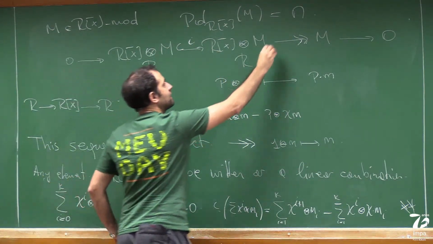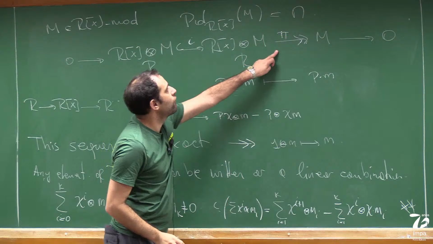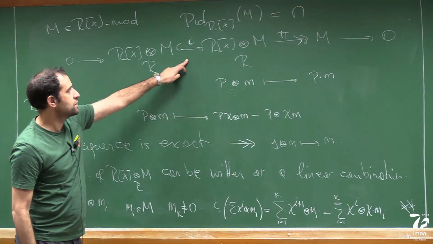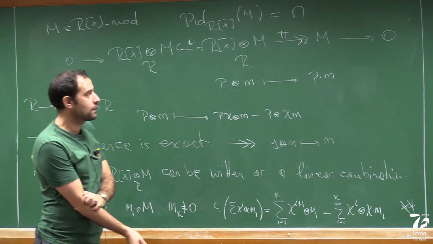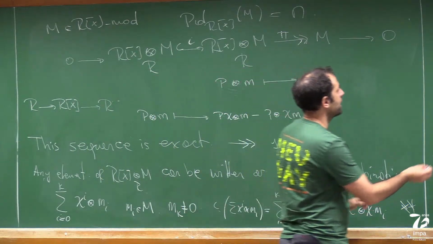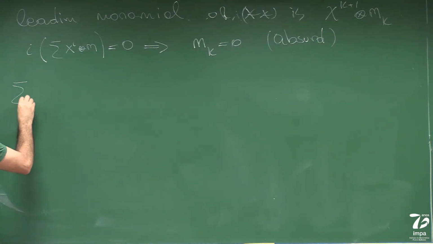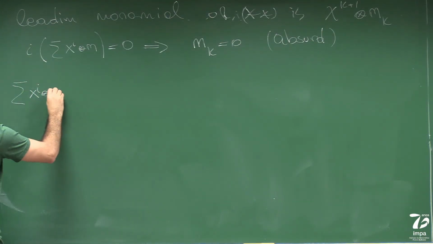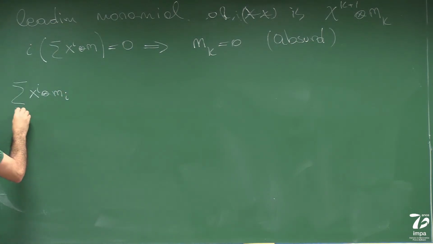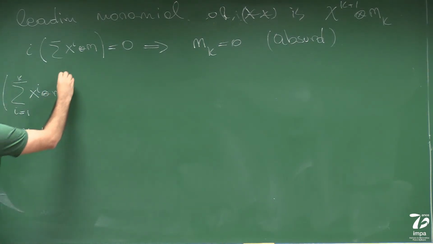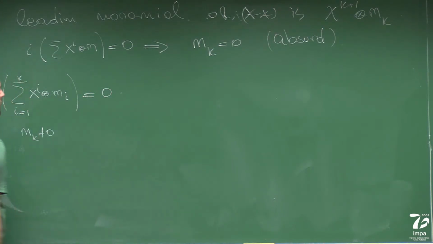And now we need to check that the kernel of pi is the image of iota, which is exactness at this point in the middle. So let's take something in the kernel of pi. So let's suppose that we have some polynomial, sum of x^i tensor m_i from 1 to k. And again, let's assume that m_k is non-zero, which is in the kernel of pi. Let's suppose that pi on this is equal to 0. Well, no, I should have checked something before. I need to check that pi of iota is 0.